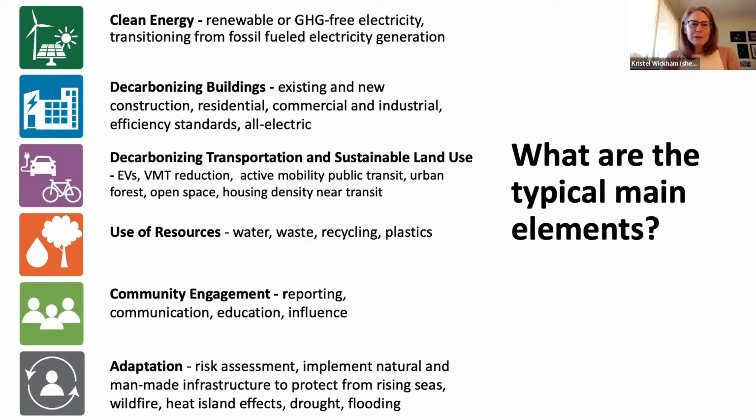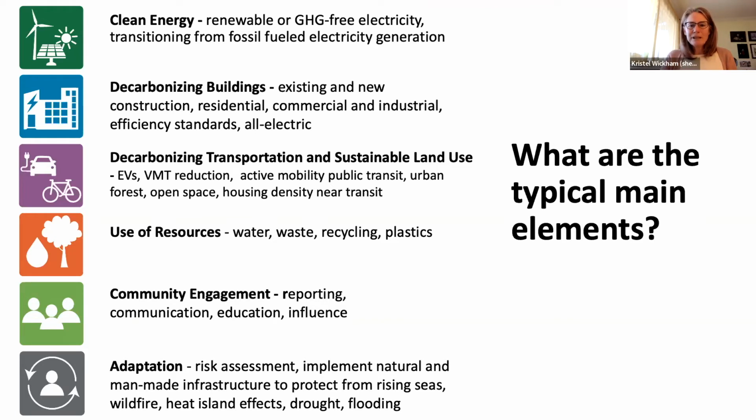So what are typical main elements in a CAP? They're often divided into sections that focus on strategic areas of greenhouse gas emission reduction. They don't all fall into these categories that I have shown. This is just an example, but most include focus areas for transportation and buildings because that's where the majority of the emissions are coming from.